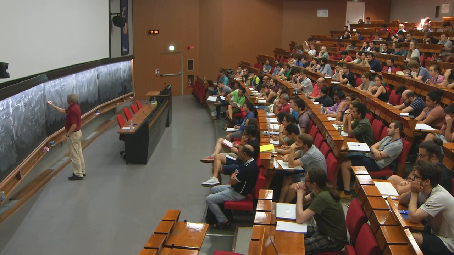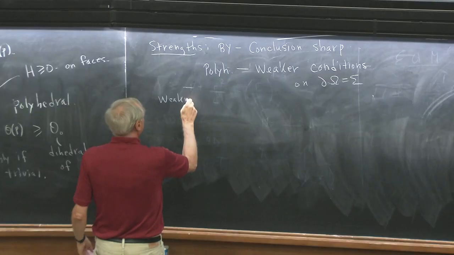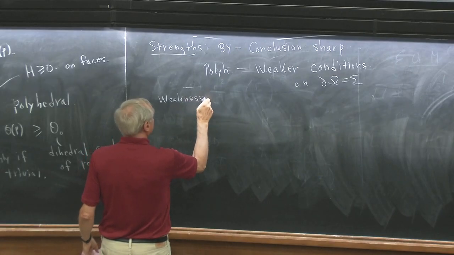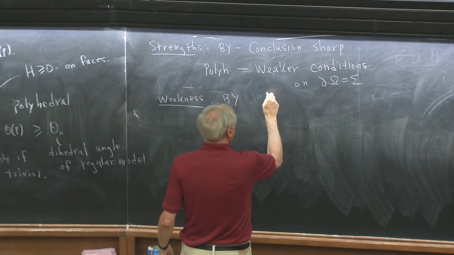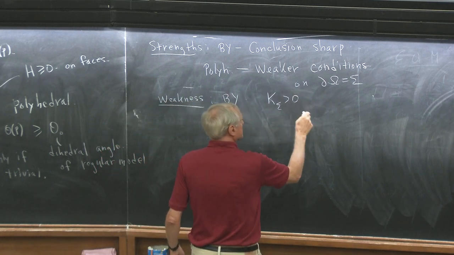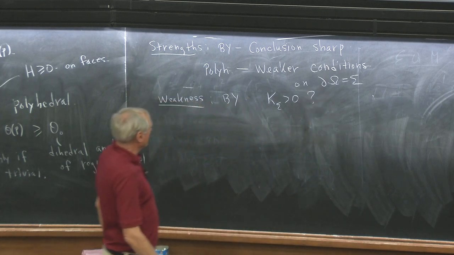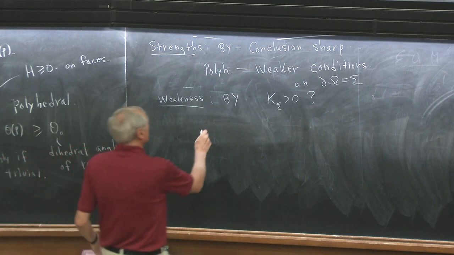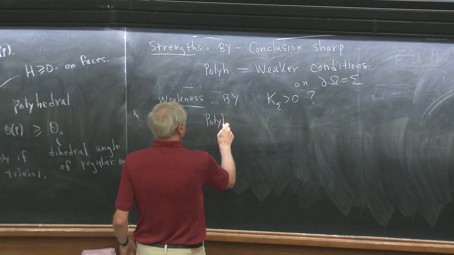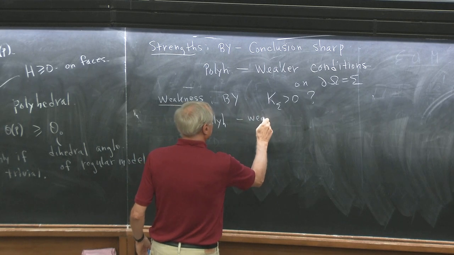So the main weakness of the Brown-York is that K sigma positive should not be necessary. One would like to remove that. And the key weakness of the polyhedral situation is that it's not that quantitative. The conclusion is a little weak. So in the polyhedral case, it's kind of a weak conclusion.